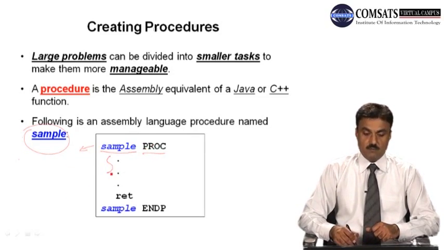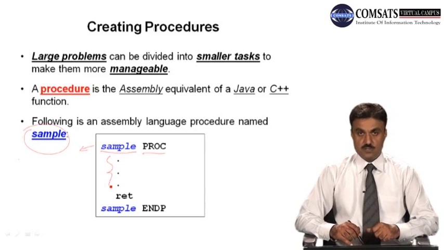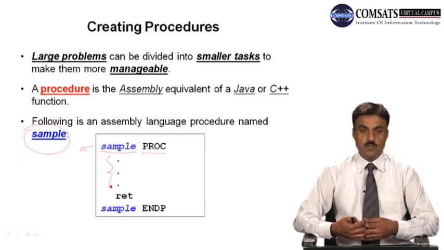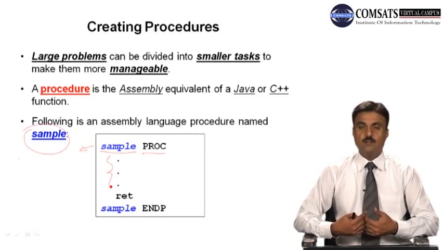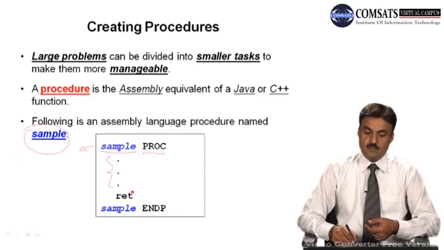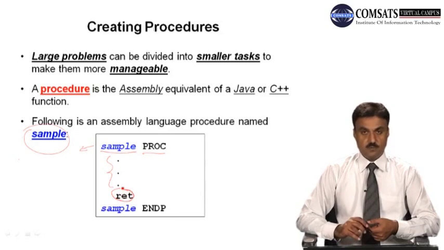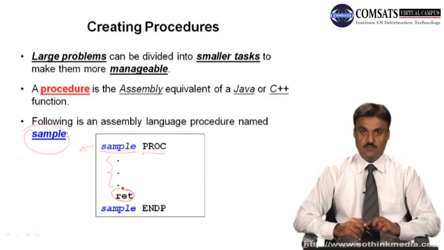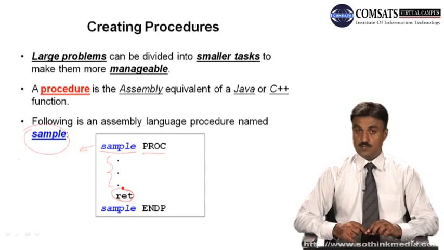Then there is a body of this procedure: the activities, the actions, or the task that you want to accomplish. All the instructions that are planned to perform that task, a sequence of instructions in proper order, should be inside this body. And then at the end, if we want to return from this procedure or transfer control back to the main program, we will use the return instruction or statement.